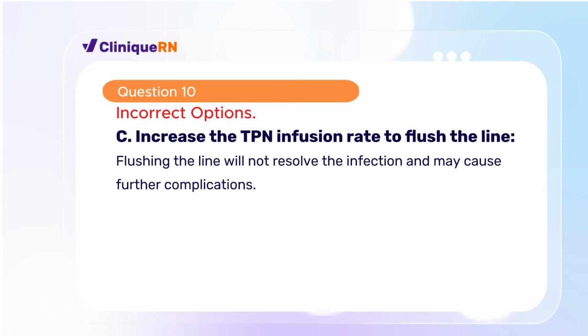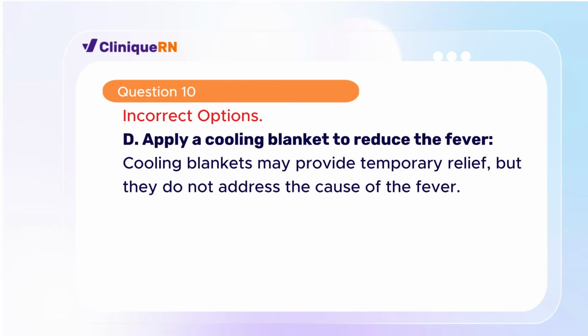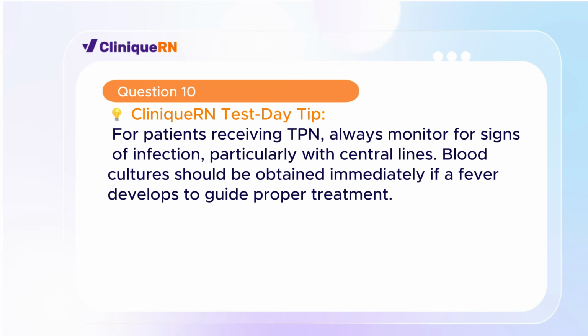C. Increase the TPN infusion rate to flush the line. Flushing the line will not resolve the infection and may cause further complications. D. Apply a cooling blanket to reduce the fever. Cooling blankets may provide temporary relief, but they do not address the cause of the fever. CliniqueRN Test Day Tip. For patients receiving TPN, always monitor for signs of infection, particularly with central lines. Blood cultures should be obtained immediately if a fever develops to guide proper treatment.